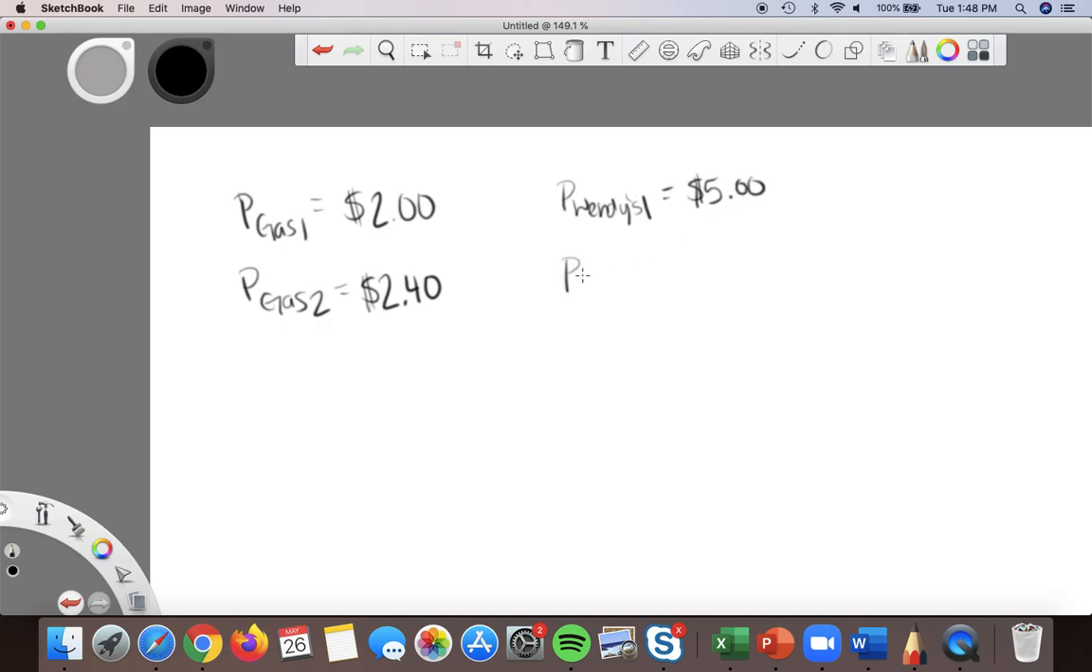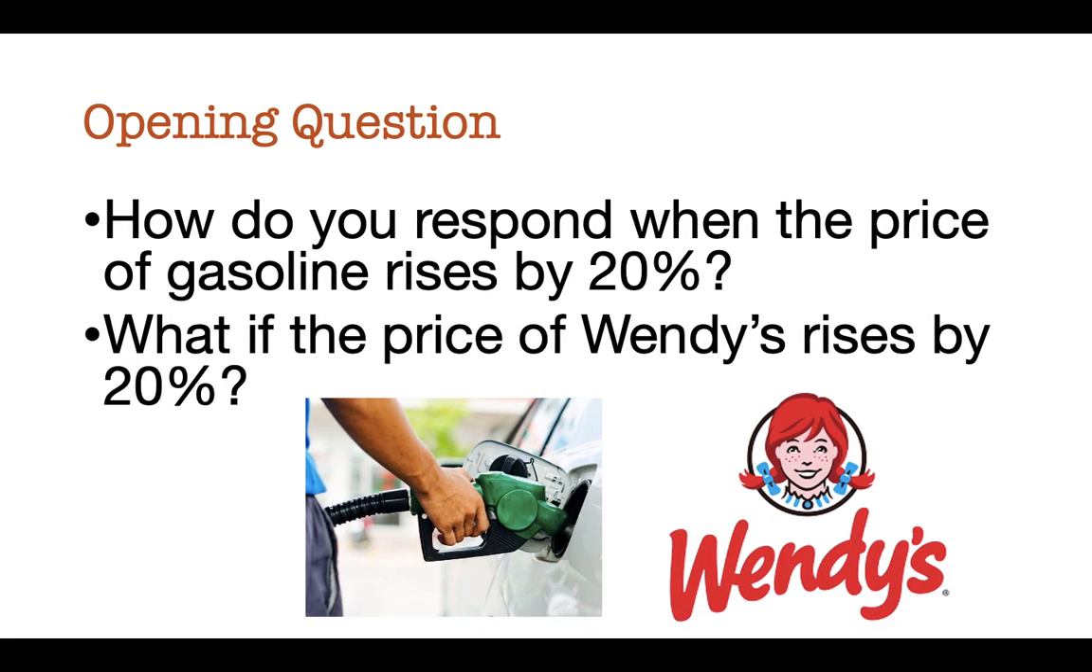And then the price of a Wendy's meal after the price increase is going to be 20% more than that, goes up to $6. So both of these represent an increase of 20%. Of course, 20% of $5 is a bit more than 20% of $2 just because it's higher to start off with. How would you respond, though, as a consumer?